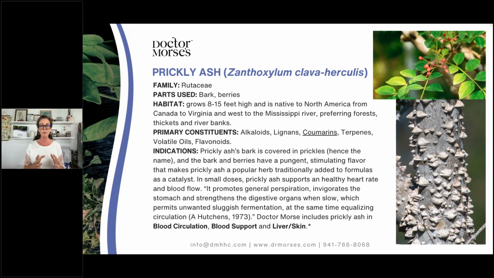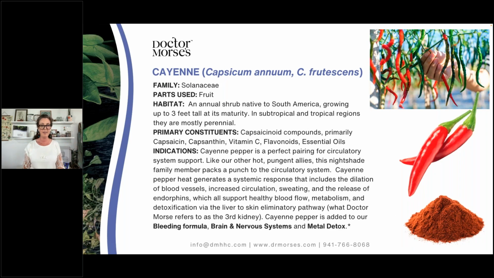So prickly ash is an incredible circulatory support herb, and it's beautiful that it's also in so many formulas across the board, just because it's really important that your circulatory system is online. Using an herb like this will help to deliver any herbal supplement you're taking to where it needs to go in the body. Okay, so cayenne, let's talk about that next.